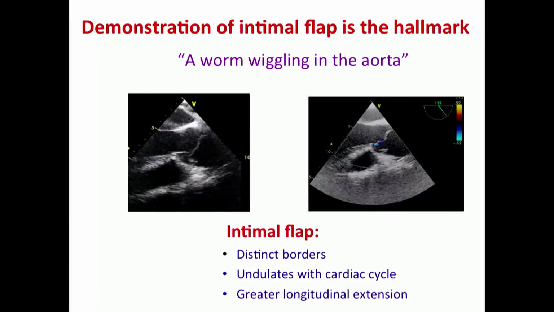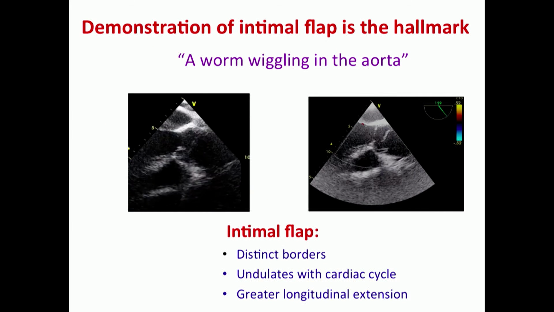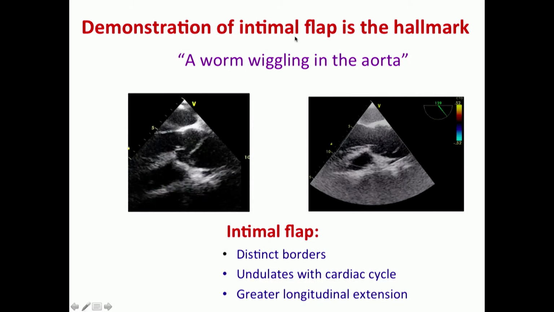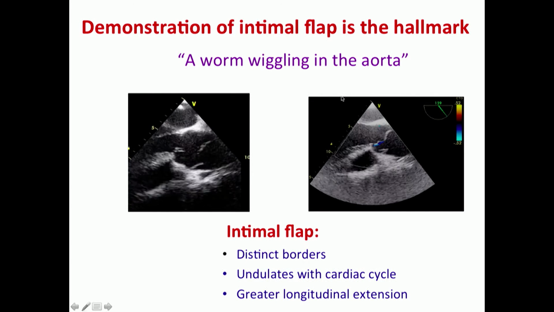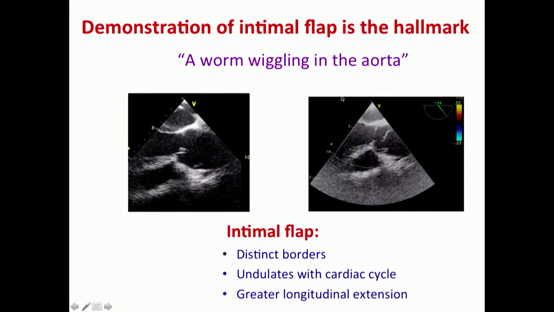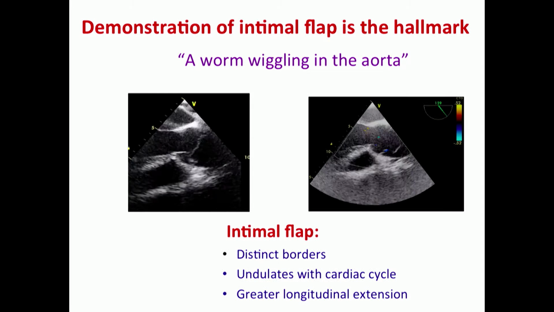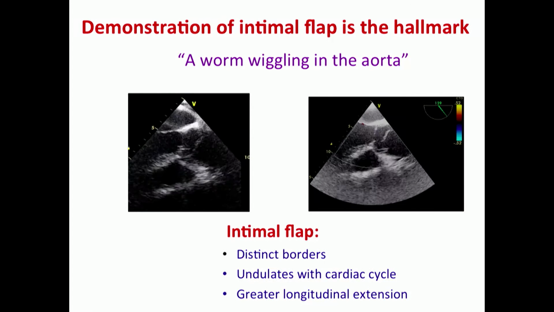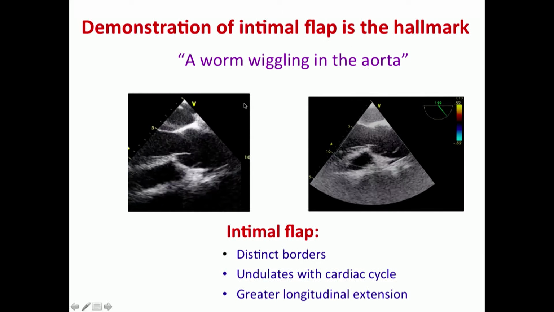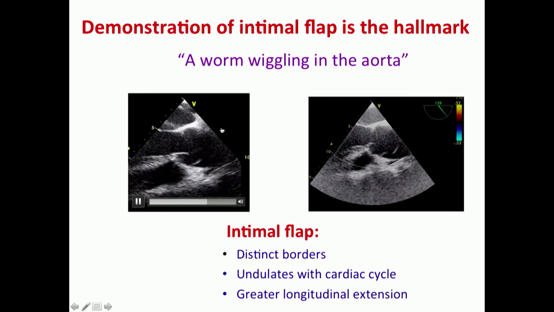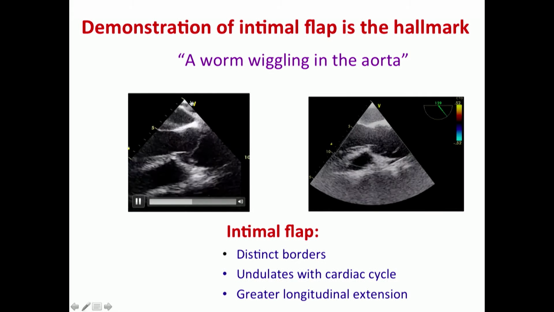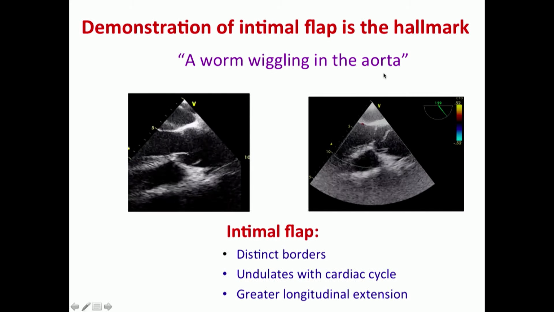So as we do the transesophageal echo, we can demonstrate the intimal flap in the aorta, which is the hallmark of the diagnosis. In aortic dissection, there is a tear in the intima through which the blood enters, and it separates the intima from the media and the adventitia, and the intimal flap moves freely in the aorta, and it looks like a worm wiggling in the aorta.